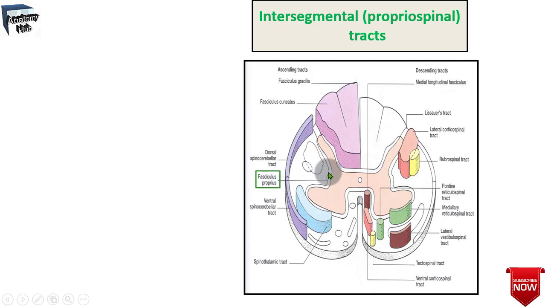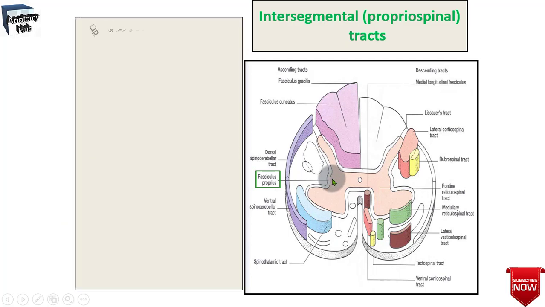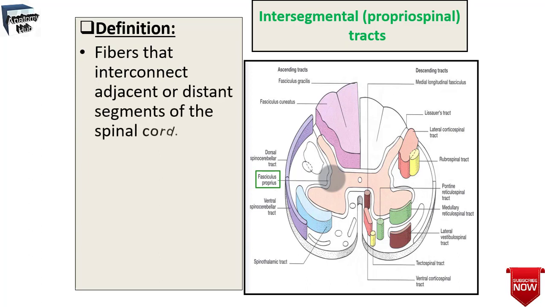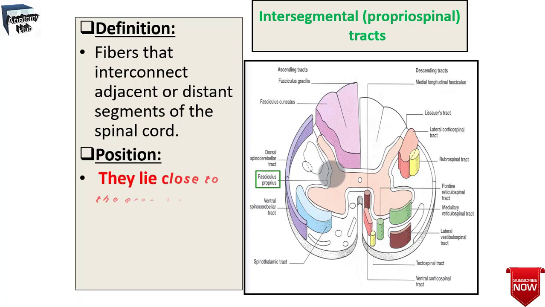So this fasciculus proprius is the part of your intersegmental tract that is present surrounding this gray matter that you can observe. The definition of the intersegmental tract: the fibers that interconnect the adjacent or the distant segments of the spinal cord are known as your intersegmental tract. The intersegmental tract lies close to the gray matter that you can observe over here.